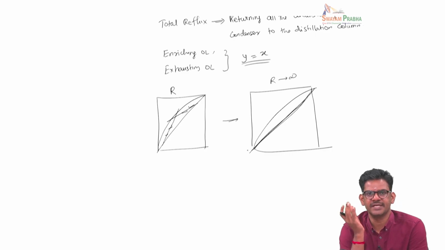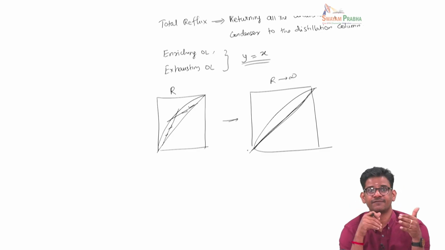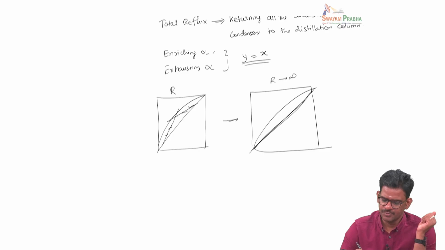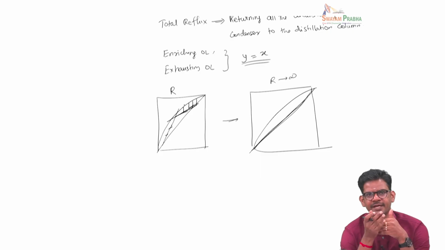Okay, this basically corresponds to the minimum number of stages, because here the operating line and the equilibrium line are the farthest. If you look at a finite value of reflux ratio, the driving force for the mass transfer is these concentration differences between the equilibrium line and the operating line.